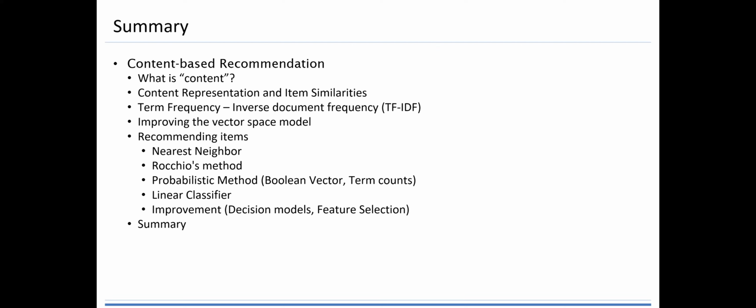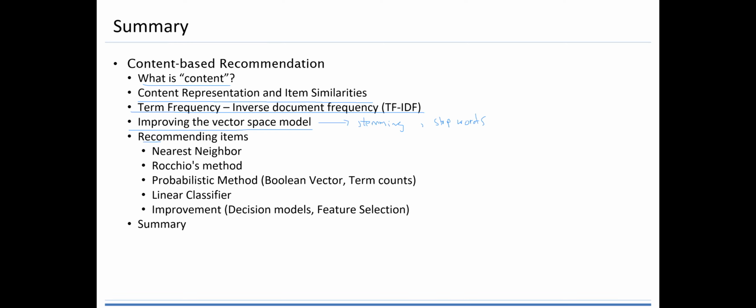So yeah, this is the summary. So you learn about the content-based recommendation system, and you learn about what is content, and you learn about the content representation and item similarities, and you learn about the TF-IDF, which is the term frequency inverse document frequency. We learn how to improve the vector space model. So we learn about the stemming, and then we learn about how to remove the stop words, okay, and so on.